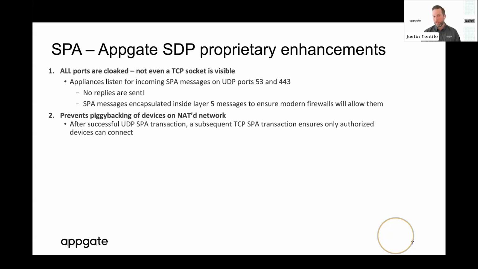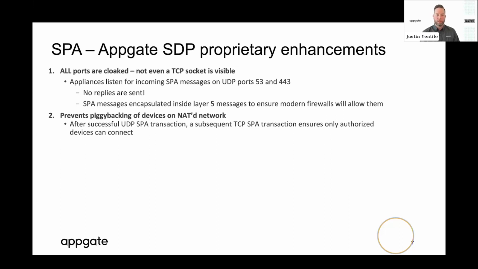And so in addition to that, though, the SPA messages are also encapsulated inside of real layer 5 messages to ensure that modern firewalls will allow them. Specifically, if you notice UDP port 53 and UDP 443 traditionally would be used for DNS and DTLS respectively. And so essentially that's how AppGate is able to get around some challenges with modern firewall engines.